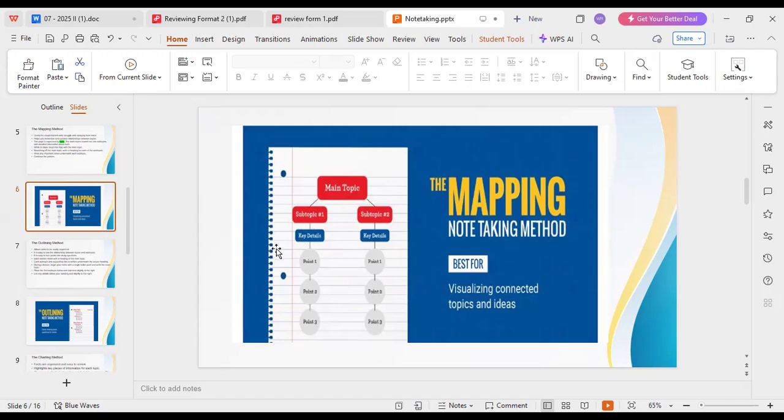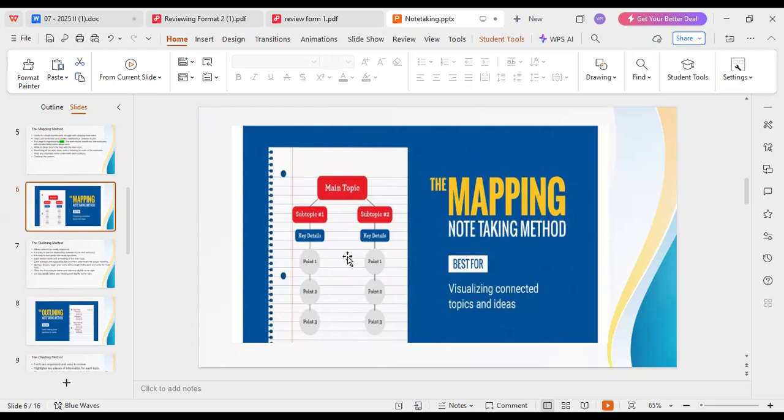You can add details to each branch. From each subtopic, you can create smaller branches for supporting details, and there can also be examples and related concepts. For example, if we consider the term dukkha, suffering, you can branch it into physical suffering and psychological suffering. Likewise, you can continue branching outward. That means you can keep adding layers of detail as far as needed. Each level can get more specific.